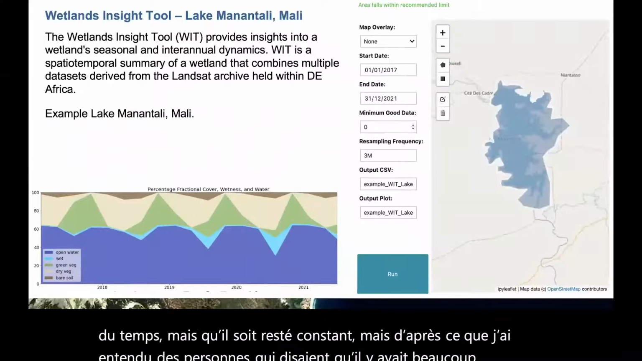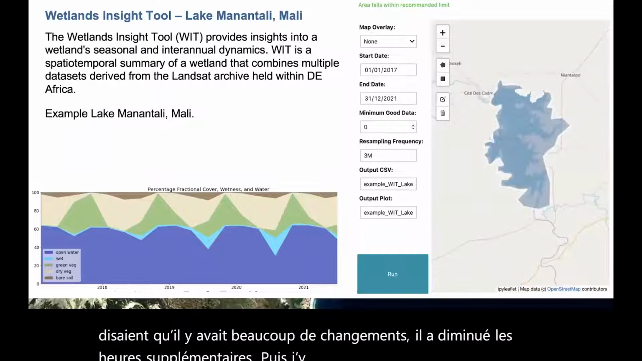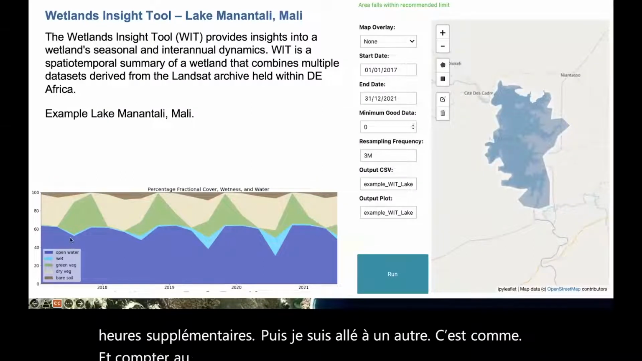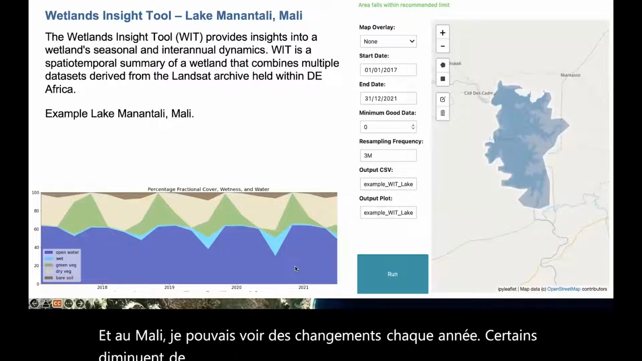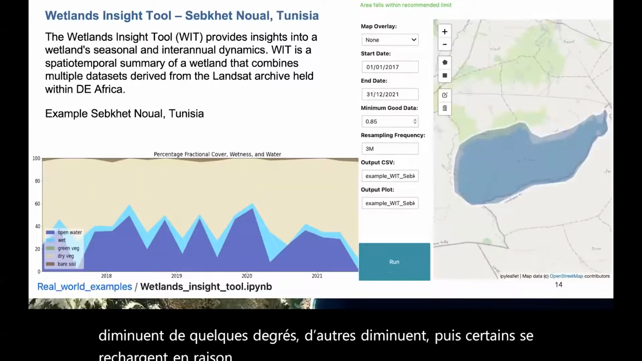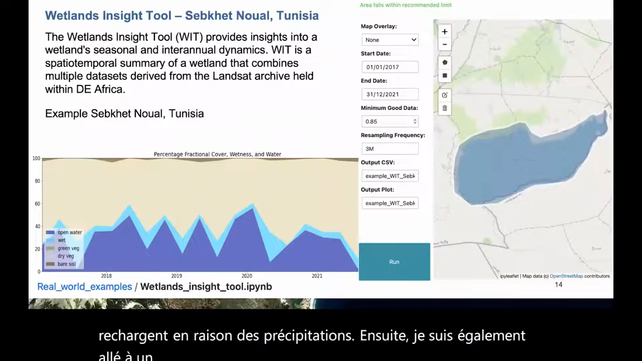Then I went to another one. This is Lake Manantali in Mali, and I could see some changes every year, some decrease, some decrease, some decrease, then some recharge due to rainfall. Then I also went to another example, Sebkha Najah in Tunisia, and I could see a lot of changes.